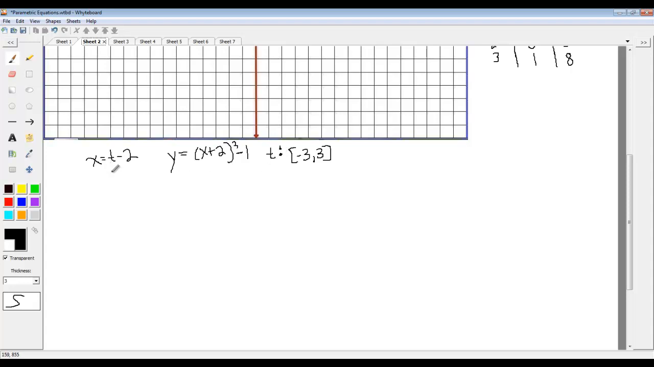Well, if t is over -3 to 3, x equals t minus 2. So x, let's see here, -3 minus 2 is going to be -5. +3 minus 2 is going to be 1. So it looks like the domain has to be from -5 to 1. And then if you plug in -5, plug in 1, you'll be able to see what your y's would be.